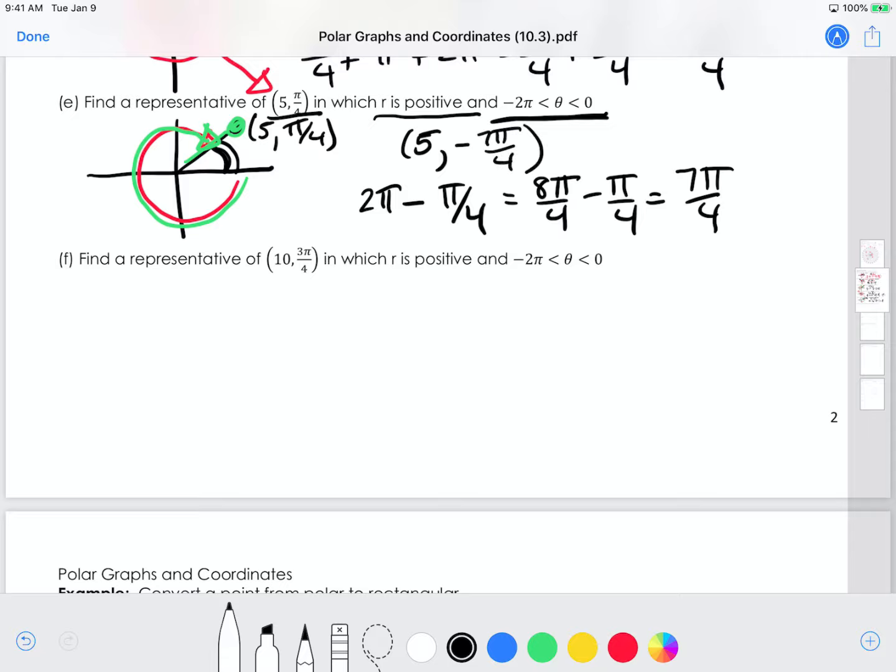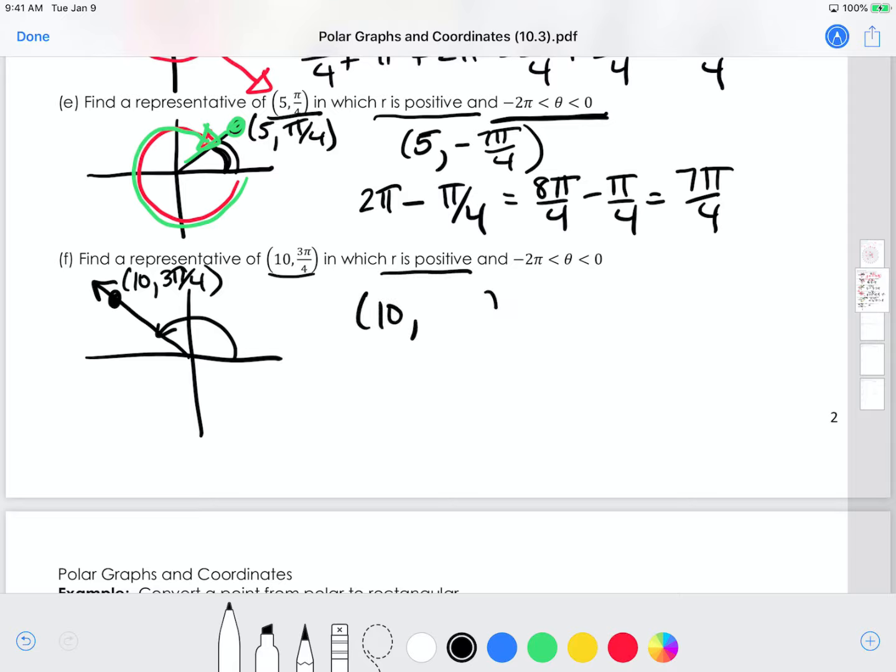Okay, last example, example F. We have this point where we open up 3/4 pi and come out 10 units. So this is the point 10, 3 pi over 4. We want r to be positive, so we want this to stay positive 10, but we got to find an angle so that it opens up on the first rotation in the negative direction. So we've got to find this angle.